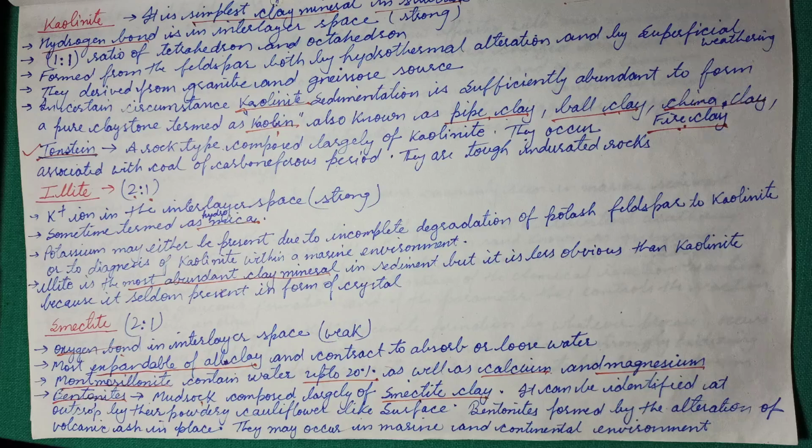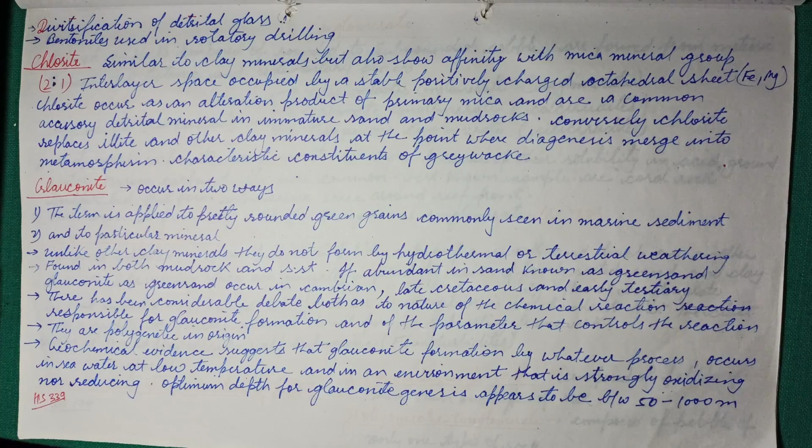Okay, so how does bentonite form? So the volcanic ash that we have, what will happen to it? Alteration will take place, and then we will get bentonite. Okay, now bentonite is our smectite clay. It may occur as marine and continental. So this is going to occur in both environments, marine and continental. Okay, devitrification of detrital glass; devitrification means recrystallization.